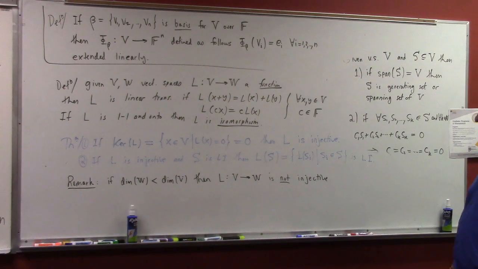Why? Because you could take the basis for V. If L was injective, it would give you a linearly independent set. That would be the image. But then you'd have a linearly independent set of vectors inside W with more vectors than the basis for W, which is impossible. If you have a spanning set which is linearly independent and you adjoin a vector to it, it's necessarily a linearly dependent set. That's the plus-minus theorem I was talking about last time.